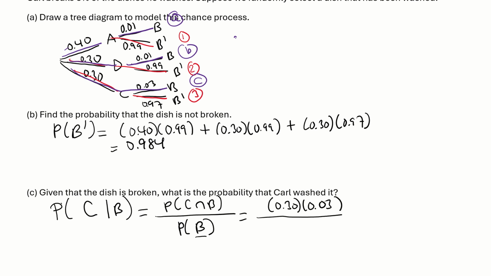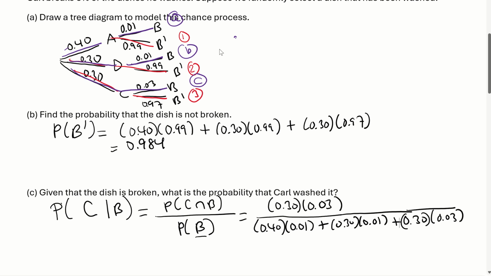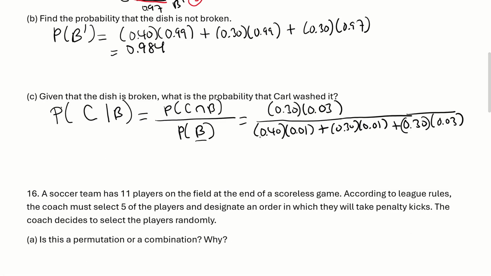So we need to do that. Okay, so the first pathway is 0.40 times 0.01. That's pathway A here. We got pathway B, 0.30 times 0.01. And then we got pathway C, which is the one we got on top, which is Carl and broken. All right, and then there's going to be our solution. So let's see, what does that come up to?